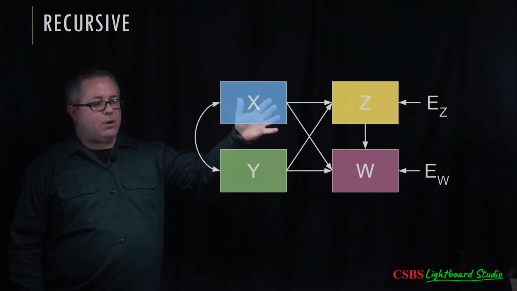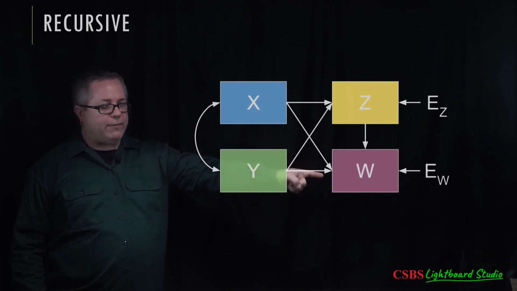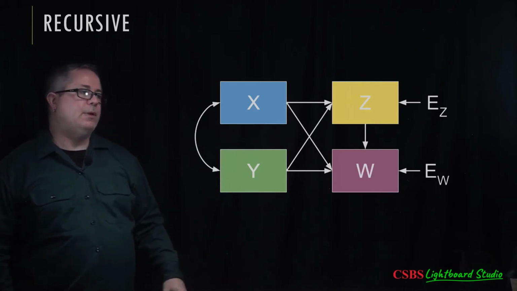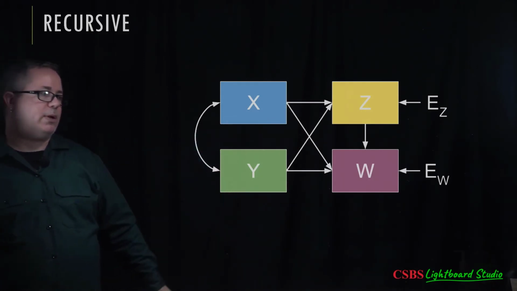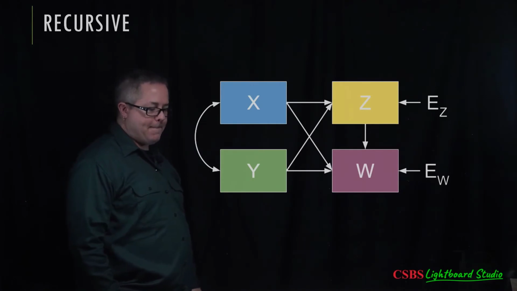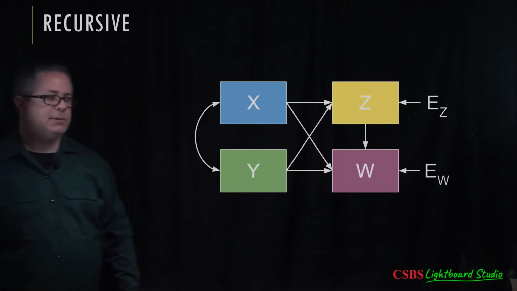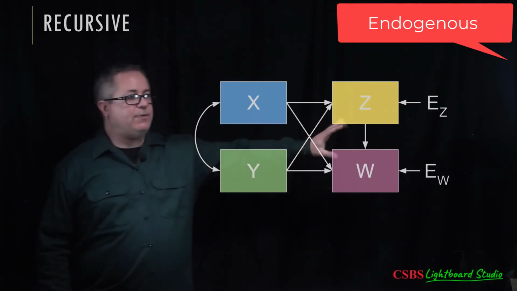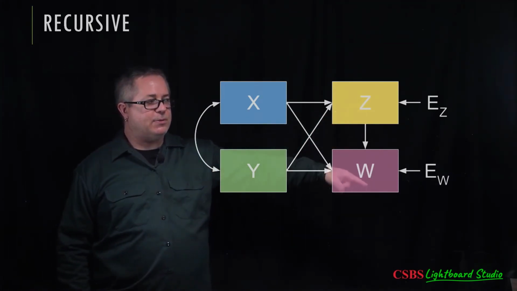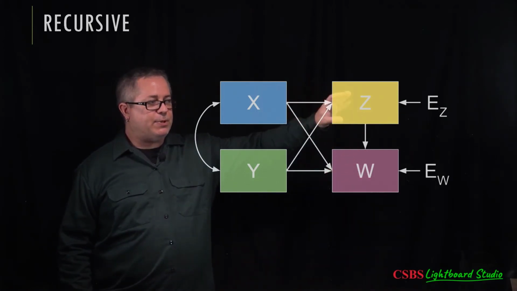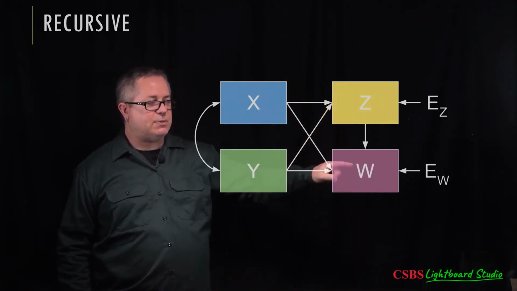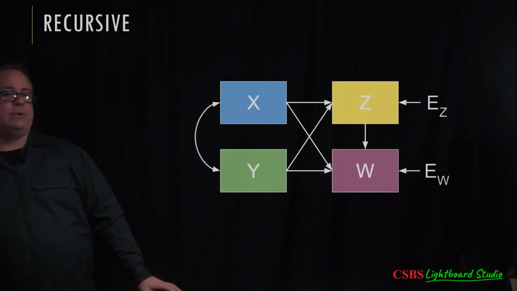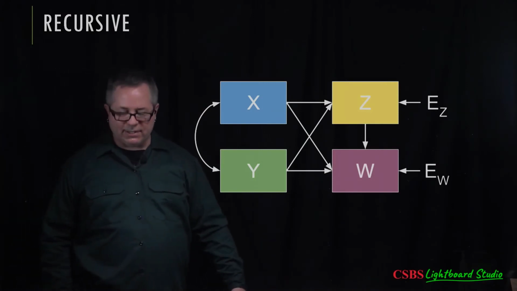And so all the single-headed arrows are going away from X. They're also going away from Y, so that's fine. So that means that Z and W are what? They're not exogenous, they're endogenous. They're both endogenous, even though Z turns around and predicts W, because it's already been predicted, it's still endogenous, and so is W, and then you have the errors at the end.